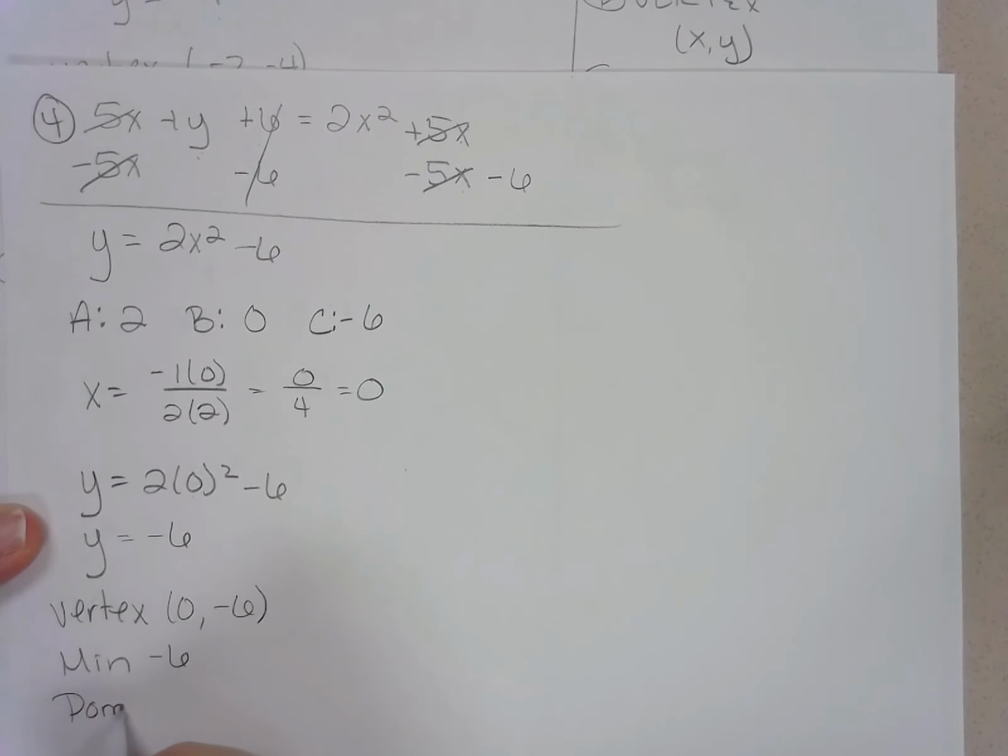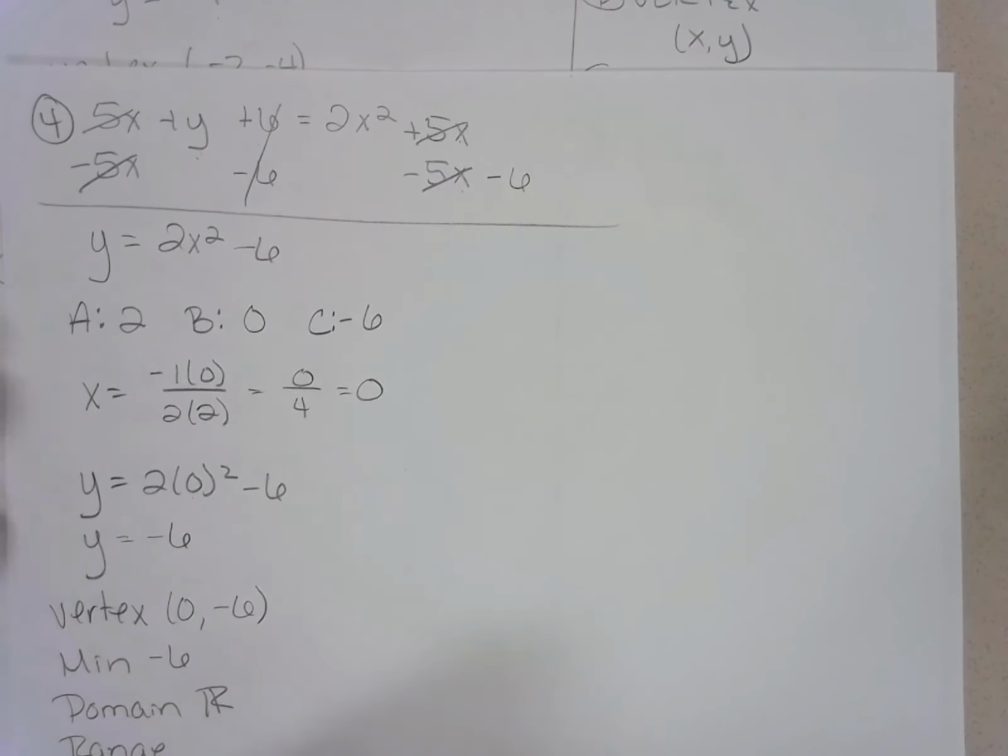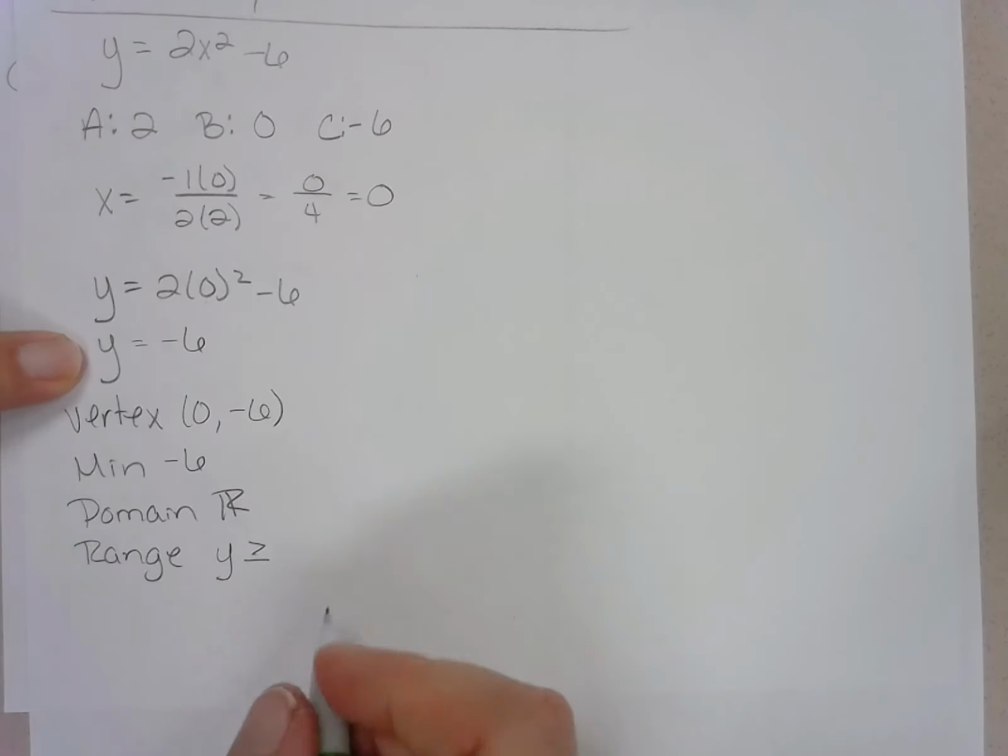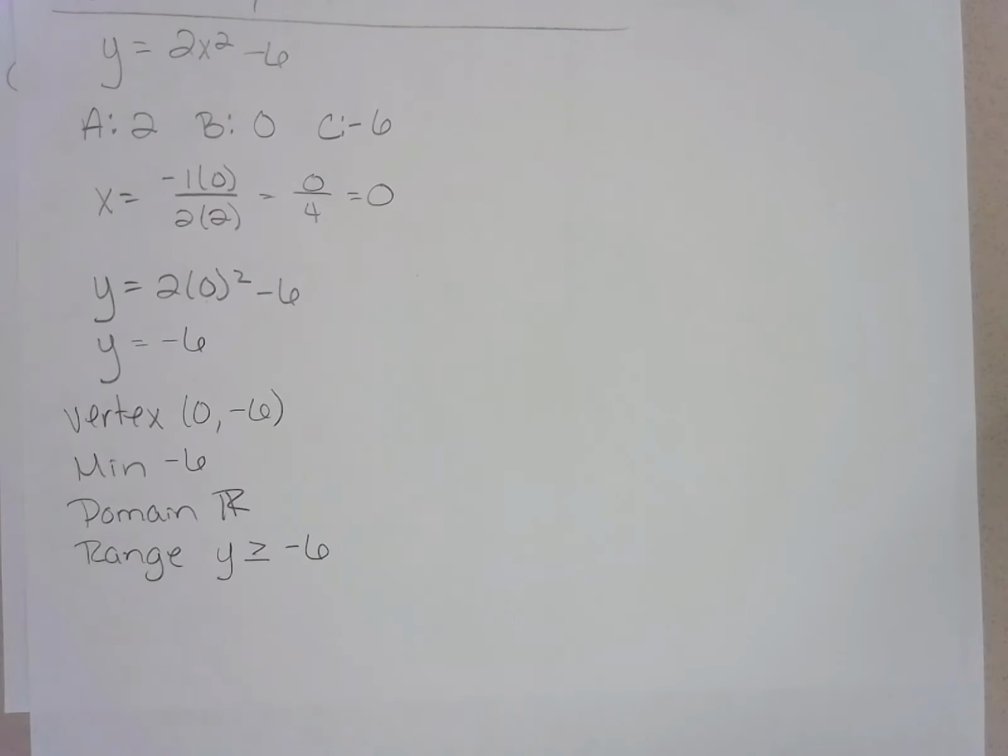And then my domain is all real numbers. And my range, once again, because my a is positive, my range is going to be greater than or equal to, and I'm going to use that y value again, so it's going to be anything greater than or equal to -6.